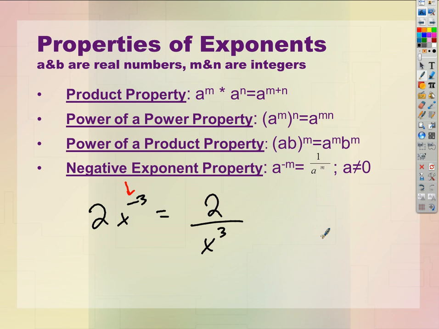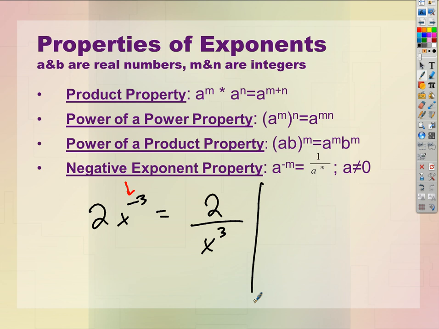Okay? Make sense? So anytime you see a negative exponent, that's always equivalent to a positive exponent in the other part of the fraction. Now, what if I see a negative exponent in the bottom? Because that could happen too. We're going to see some problems like that.